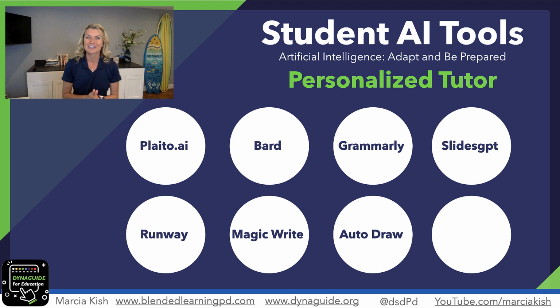So some of the things that we're going to be talking about is Plaitio. And you guys, I am sorry if I mispronounce some of these words. They're new to me, so I apologize if I said it wrong. We're going to be talking about Bard, Grammarly, my favorite, SlidesGPT, Runway, Magic Write, and AutoDraw. And I left a blank one there because I want you to know that AI tools are evolving every day. There's going to be more.